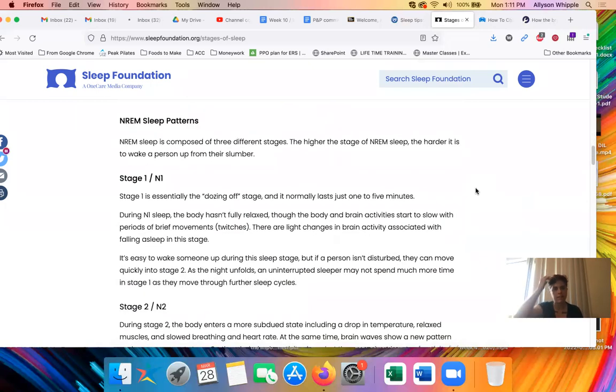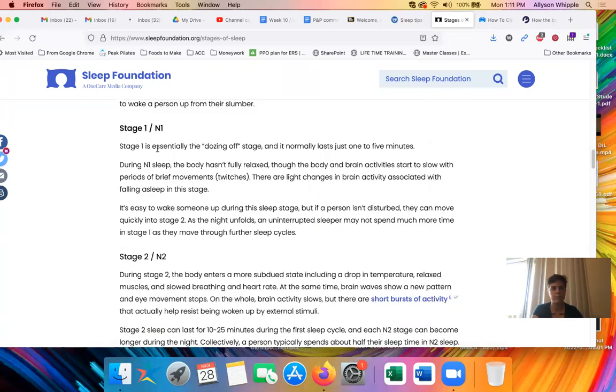Then we've got our sleep patterns. This section describes sleep patterns, and we've got a short introduction. NREM is composed of 3 different stages. The higher the stage of NREM sleep, the harder it is to wake a person up from that slumber. Stage 1 or N1. Stage 1 is essentially the dozing off stage and normally lasts just 1 to 5 minutes.